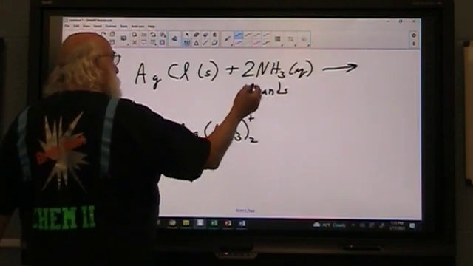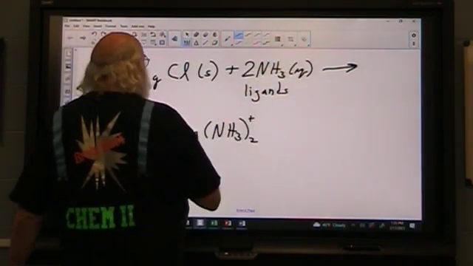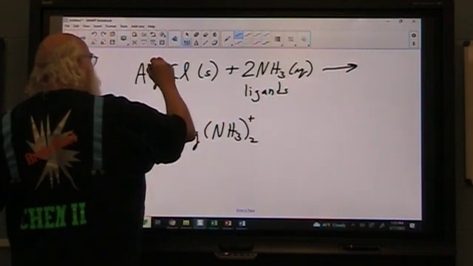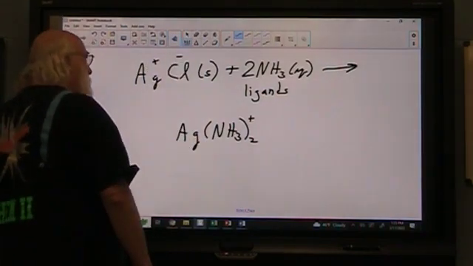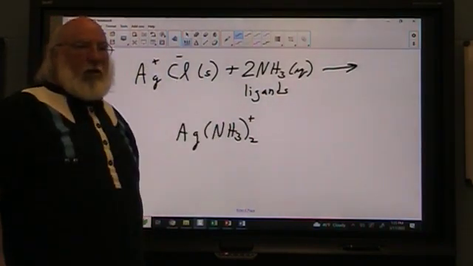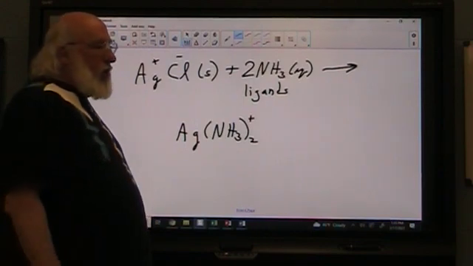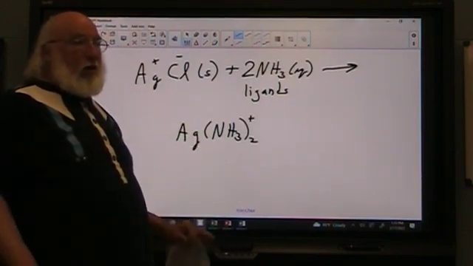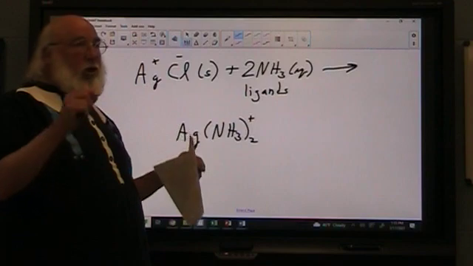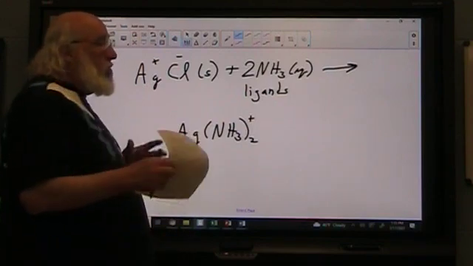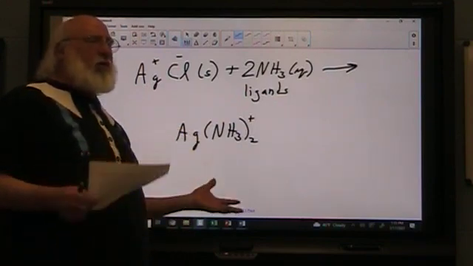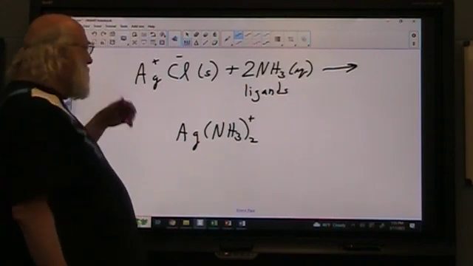Why a positive charge? Because these things are neutral. Silver is a positive ion, and chlorine is a negative ion. Silver is one of those weird transition metals that only has 1 charge. In fact, if you see your glossy periodic chart, you'll see the charge is on there, and there's only a 1 for that. It's an exception. There's some exceptions, not a whole lot, but there's some. Silver's one of them.